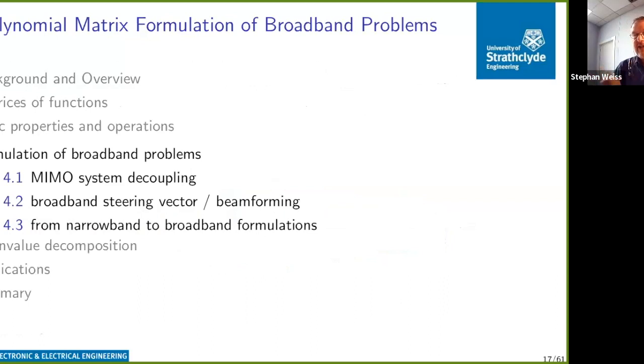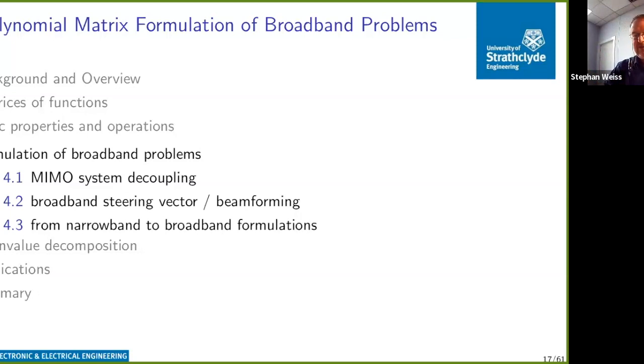And I'd now like to move on to what really matters to us. This was using these matrices of functions to formulate and later on to solve broadband problems. Broadband multi-channel problems, I should say, because we deal with signal vectors here. I'll show you three cases of where we can do these formulations from slightly different areas. One is in communications, MIMO system decoupling. We look into beamforming, and we have a general slide of how we would move from narrowband to broadband formulations.